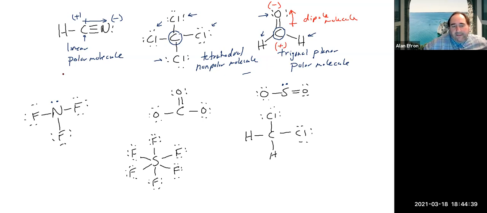So again, although it is symmetrical in terms of its geometry, because we have a different element involved, we get a polar molecule. If three people were pulling on a string and one person pulled a lot harder than the other two, they would move the rope towards them. Coming down here to NF3, I have a central atom. I see dots. I see everybody on the outside is the same. I see a polar molecule.